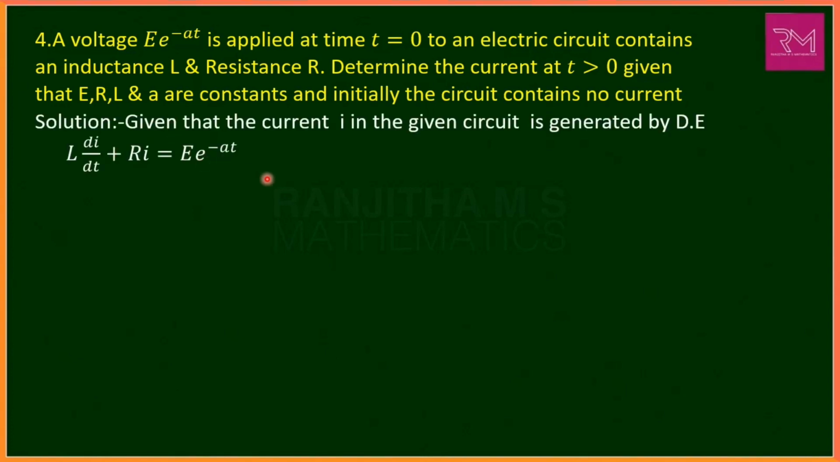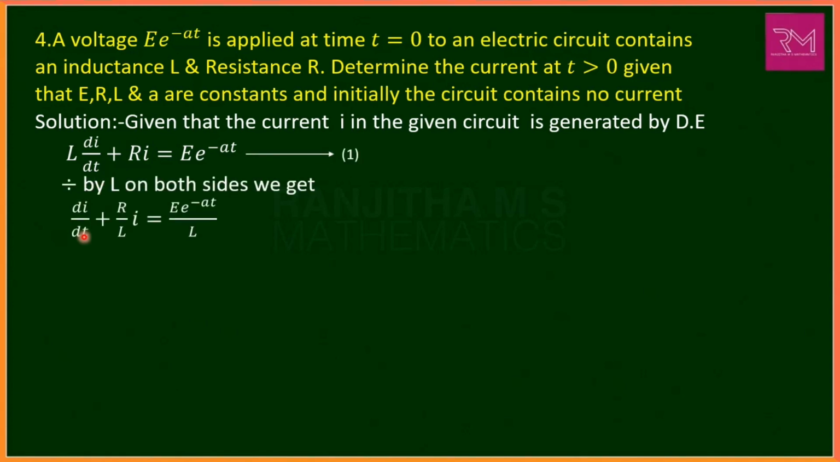Take the given data, that is, the current I in the given circuit is governed by the differential equation L into di by dt plus Ri, which is equal to, here voltage is given by E into exponential power minus at. Next step, divide throughout by L and call this equation number 1. Dividing throughout by L, we get a linear differential equation of the form di by dt plus r by L into I, which is equal to E into exponential power minus at divided by L.